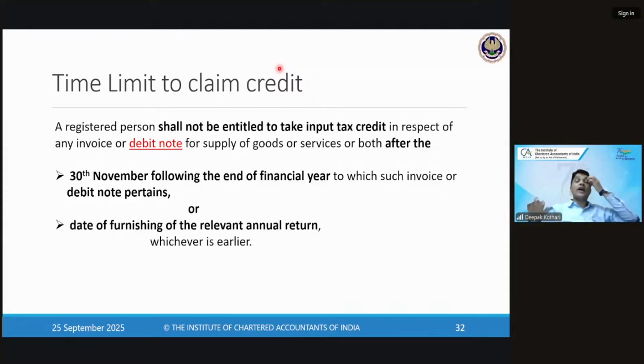Annual return date. The annual return date is generally 31st December of the subsequent year. So for 2024-25, the annual return date is 31st December 2025. For 25-26, the due date for filing annual return is 31st December 2026. So 31st December after the end of that financial year.